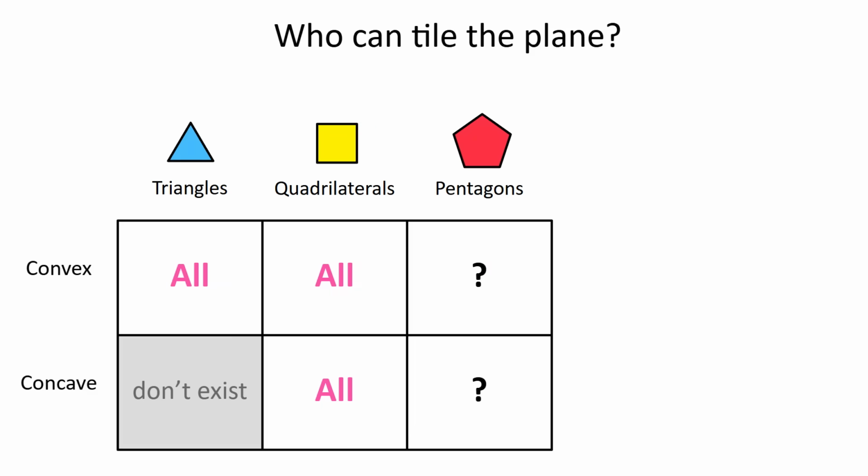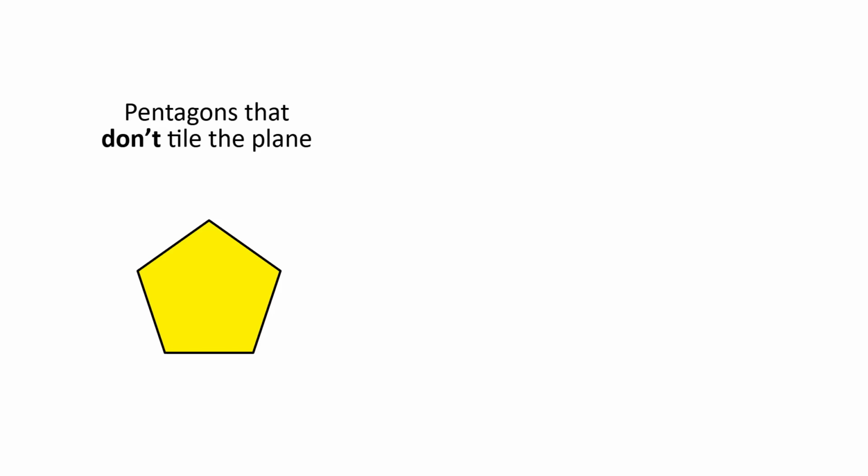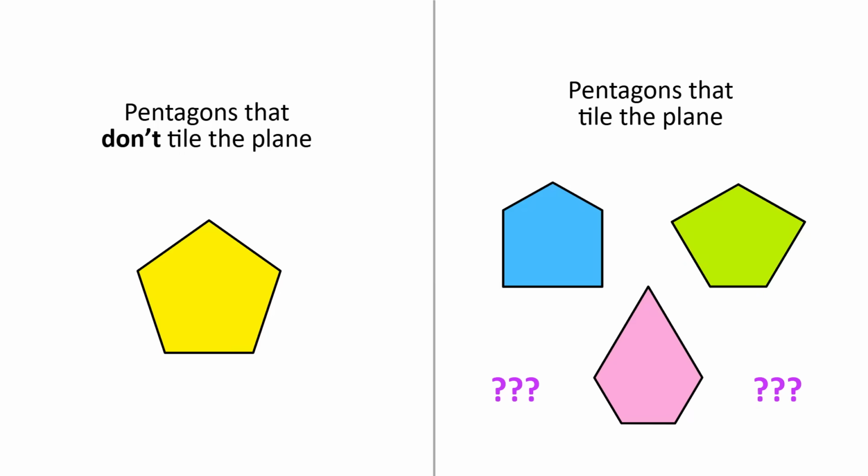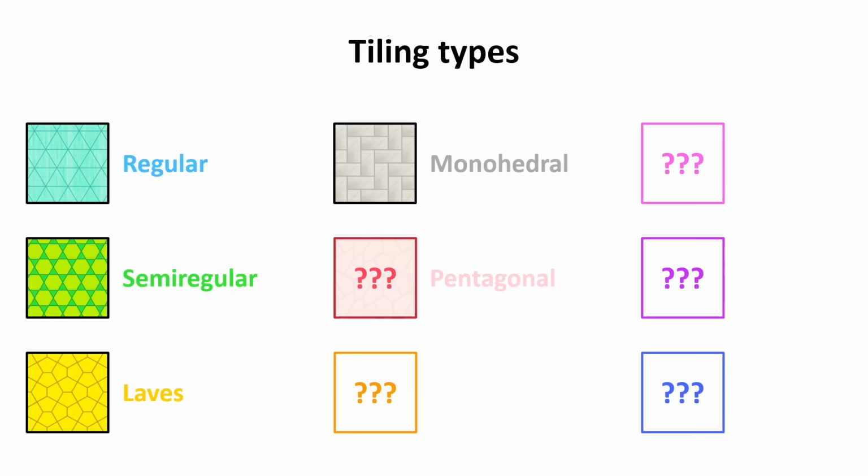But pentagons are where things get complicated, since not all pentagons tile the plane. We know of one that definitely doesn't, but 3 that do. So are there any more? The answer is yes. In fact, there are so many that pentagonal tilings get their own small section.